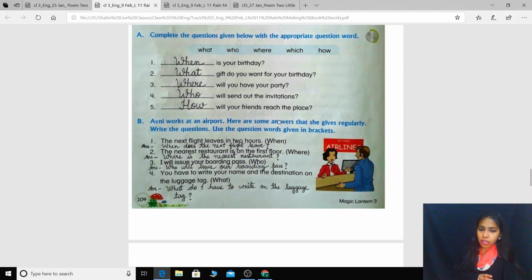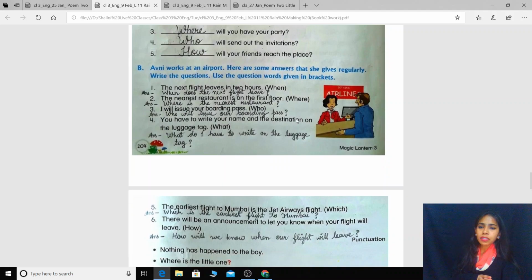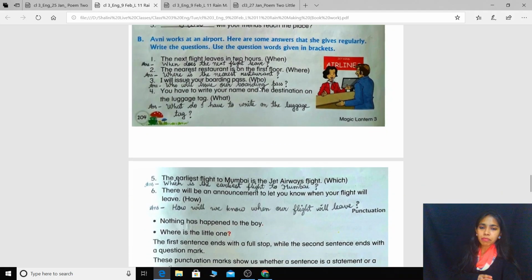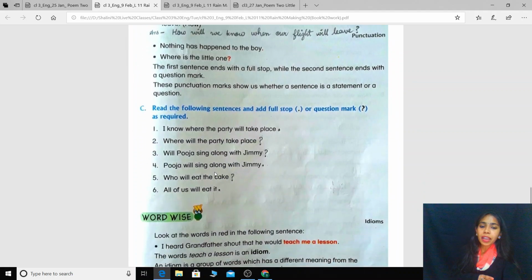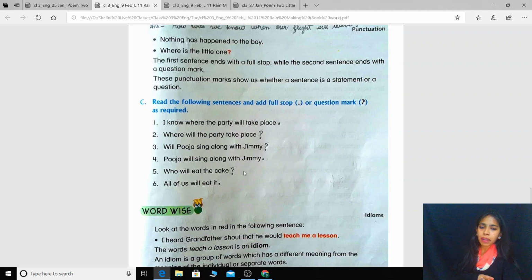Please learn it. Okay, and this one, see, we have framed some questions also, where the answers were given and then we made the questions out of them. Okay, and this one, using punctuations, children. You have been doing it from class 1, I think, so it's quite easy for you. You know where to put a full stop and a question mark.